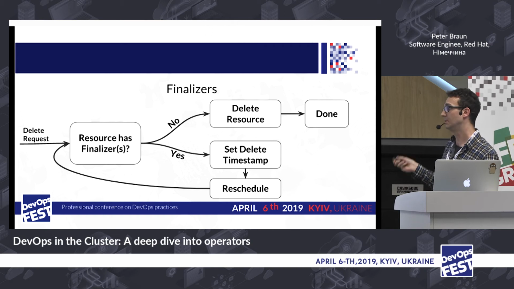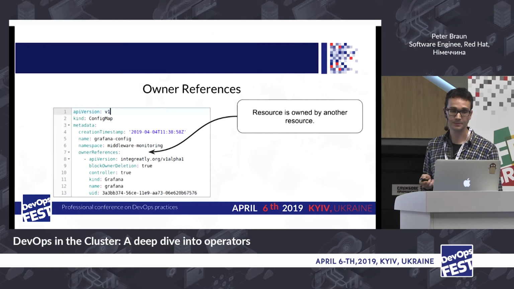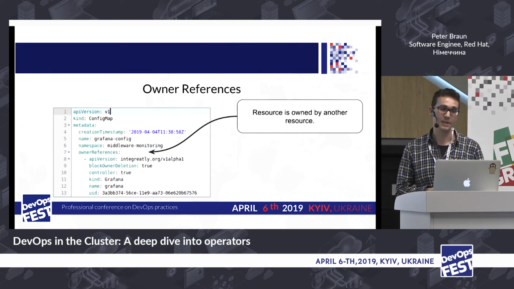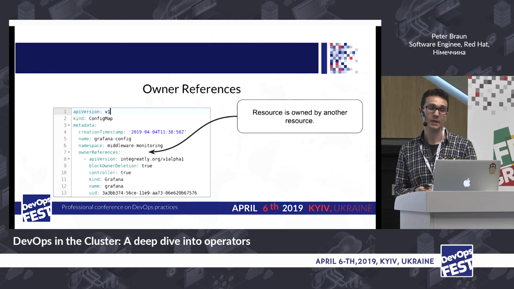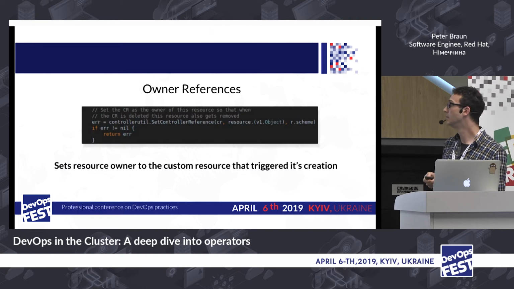And as mentioned, there can be multiple finalizers. There can even be multiple controllers involved. And finally, when all finalizers are removed, Kubernetes can successfully delete the resource. The other facility is owner references. They let you specify that a resource is owned by another resource. And this way you can implement cascaded deletion. So when the owner is deleted, all the children will be deleted too.